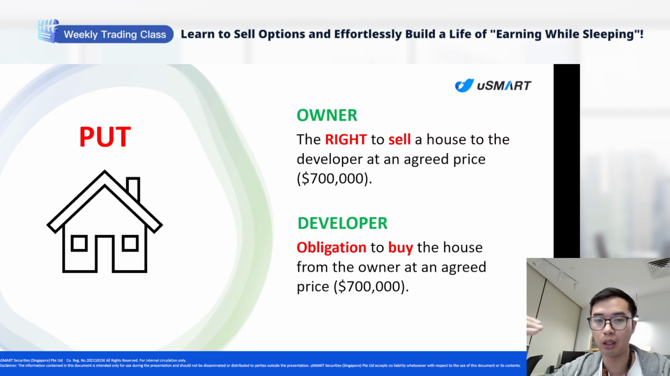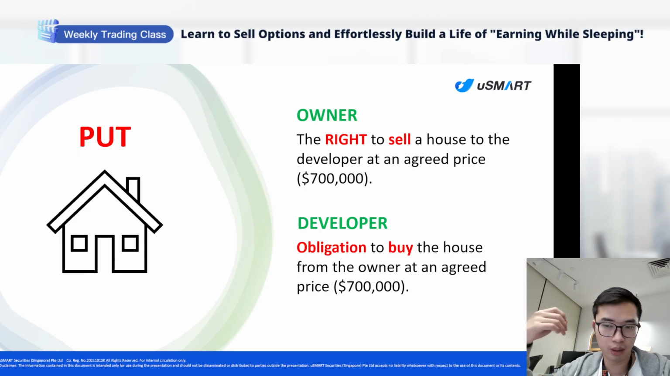So if the price drops from 700,000 to 600,000, the market price is now 600,000, but you can sell it at 700,000. So it means that you earn 100,000, and then minus the $1,000 deposit you give to the seller, you get 99,000 in profits.